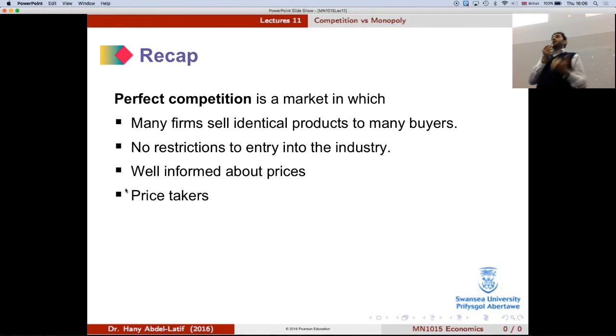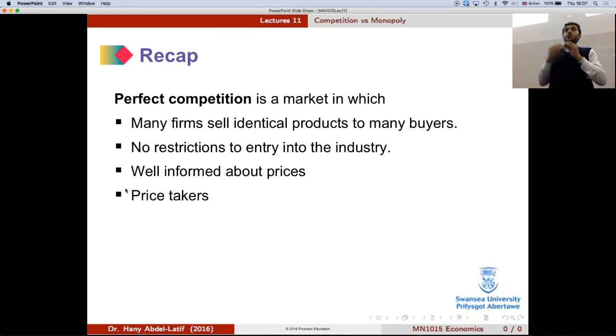If you increase the price for any reason above the market price, no one will buy your product. So you'll be able to sell nothing. You can't sell any unit. If you set your price less than the market price, we saw that there's no reason to do that because you can sell any amount at the market price. So there's no point to sell your product for any price less than the market price. So firms in this market take the price as it is. The market price is given to them, so that's why they are price takers. They have no influence on the price.